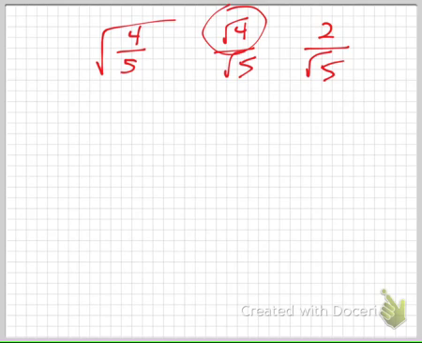Can I be done? It looks simplified to me. Can I be done? No, why not? What's the rule about being simplified? The denominator can't have a square root, right?